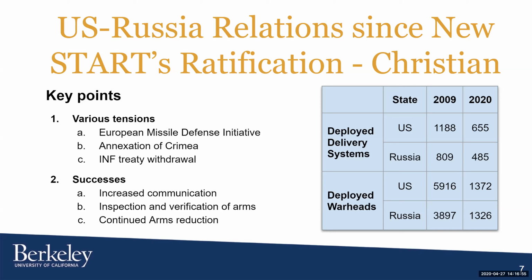Despite these conflicts, though, the New START Treaty has been an overall success. During this time, communication between the two states increased, inspections and verifications of arms were conducted, and each state has continued to decrease their deployed delivery systems and warheads, as you can see in the table on the right.